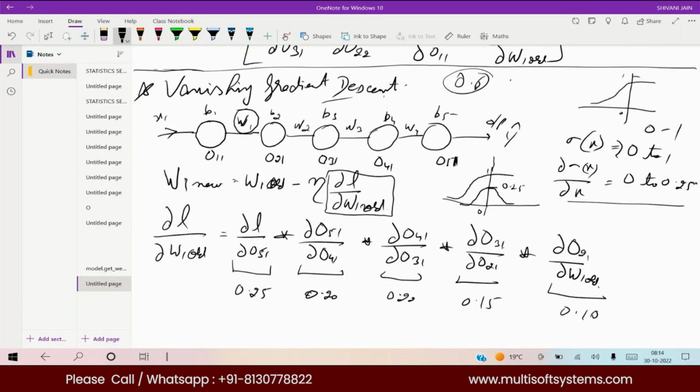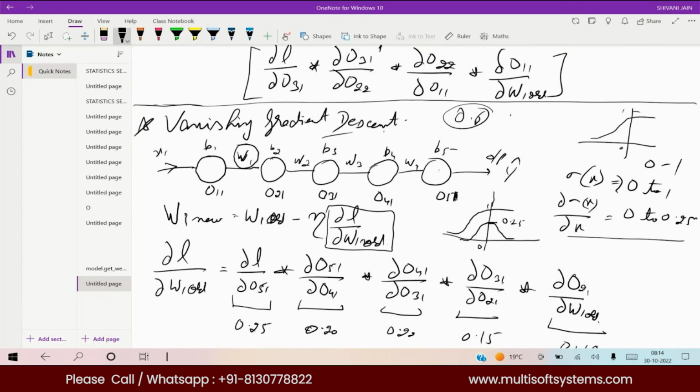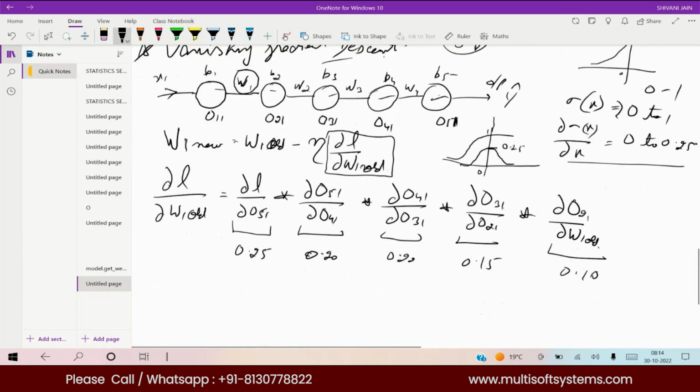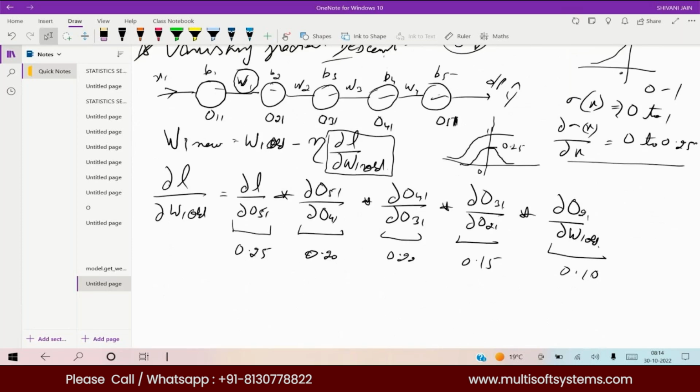For example, these are the different values we are getting. And in all of these, we are using the sigmoid activation function, so the maximum value of its derivative will be 0.25, from 0 to 0.25. Now, when you multiply all these terms, the value will be very small, because there are 1, 2, 3, 4, 5, 6, 7, 8, 9, 10 of them.